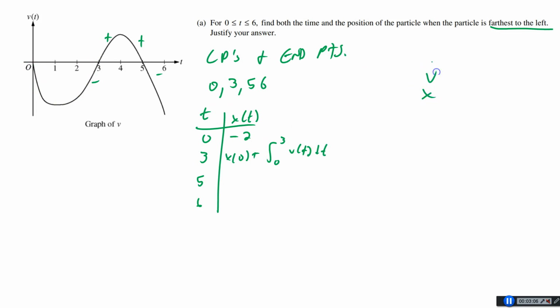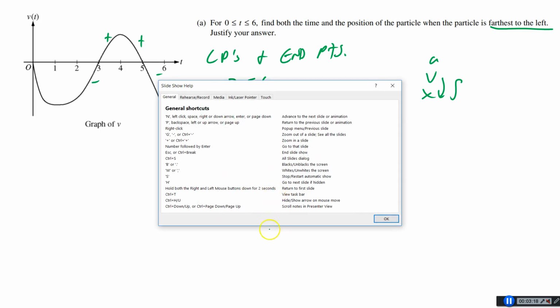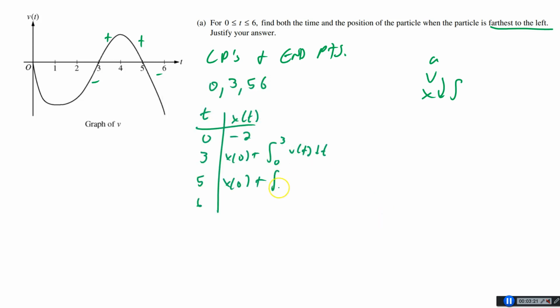how much that position function changes, right? Because we have our tower here. So if we integrate v, it's going to tell me how much the position changes. And then for 5, we can do x of 0 plus the integral from 0 to 5 of v of t dt. And then for 6, we can do x of 0 plus the integral from 0 to 6 of v of t dt.